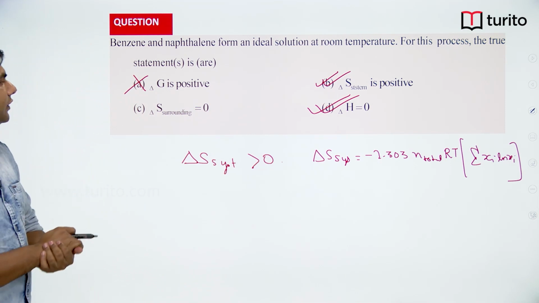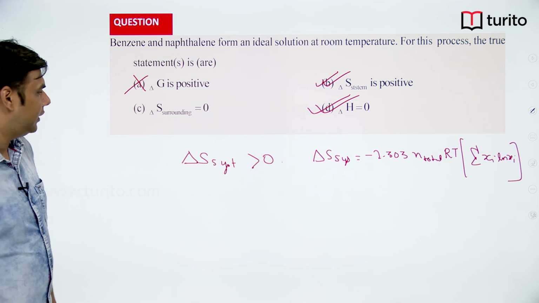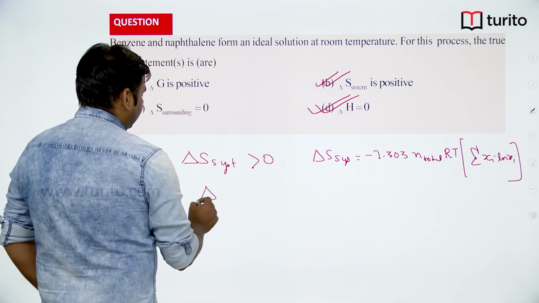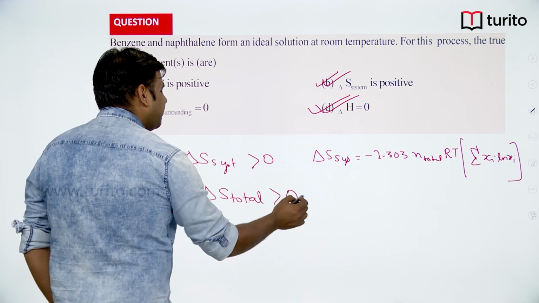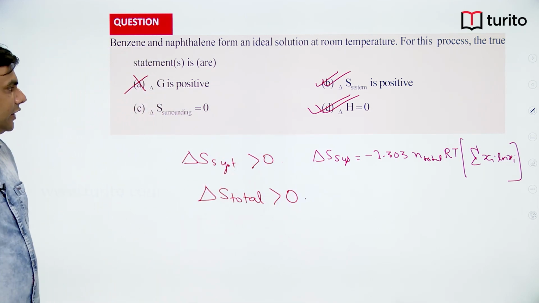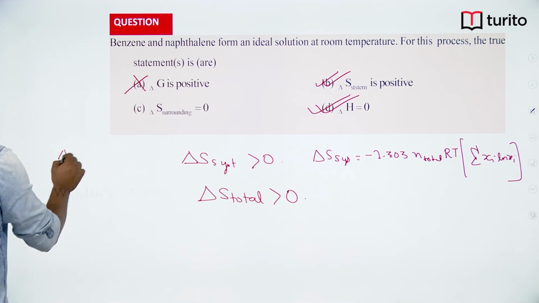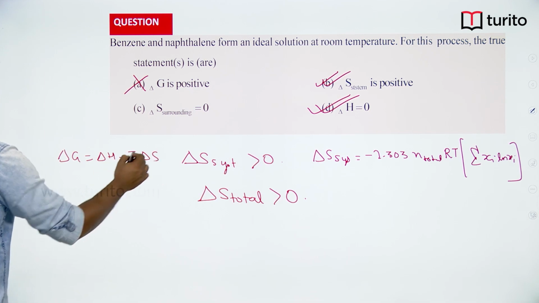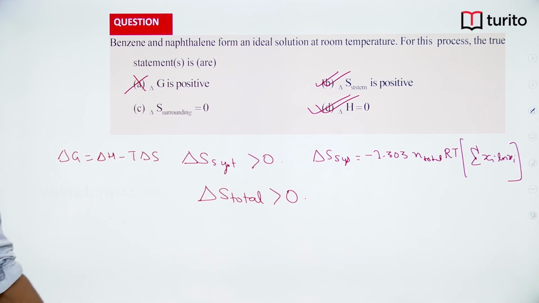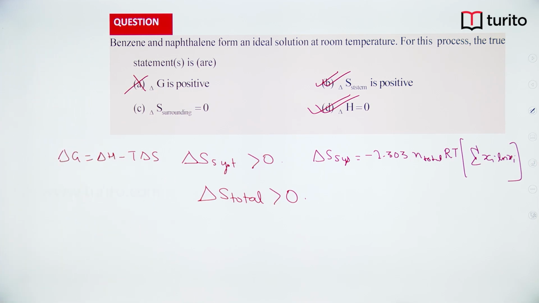So we know that delta S system is positive, delta H is 0. Now what about delta S surrounding? We know that delta S total has to be greater than 0, because this is a spontaneous process. Now we know that delta G is equal to delta H minus T delta S. Now this is T delta S system and this is delta H system.